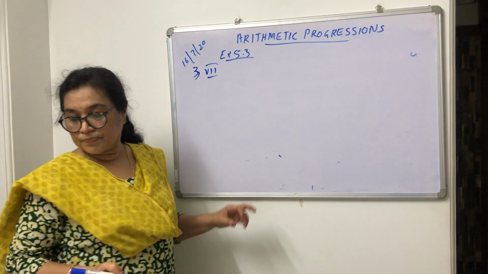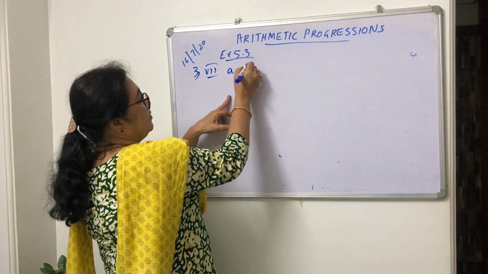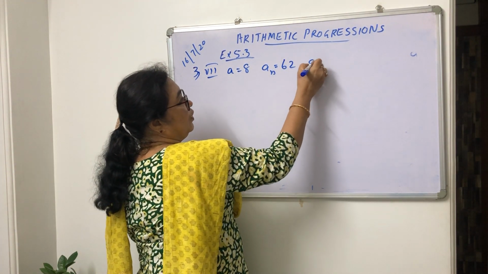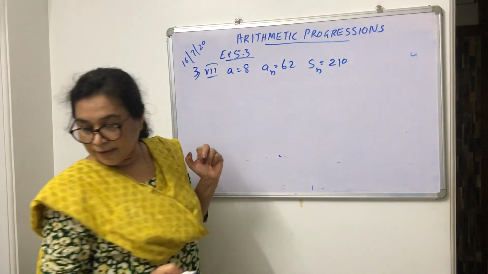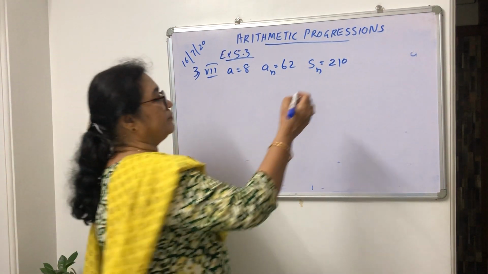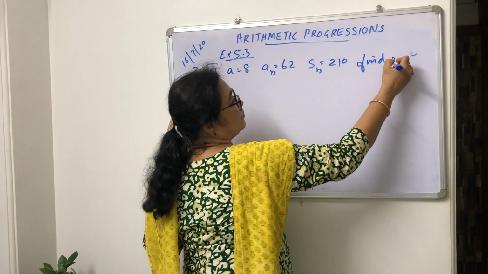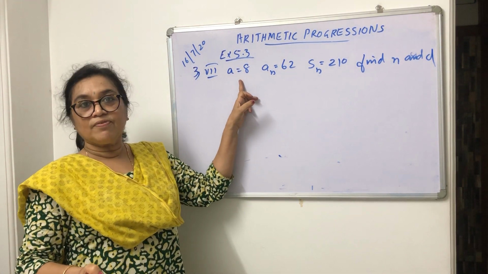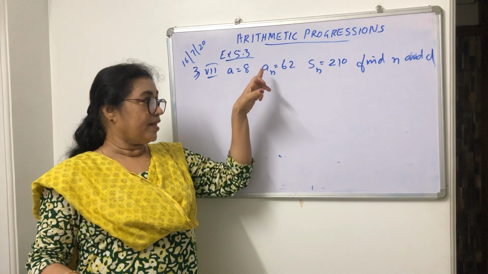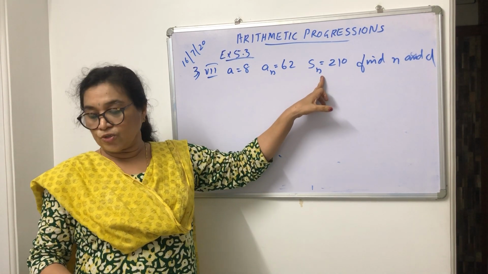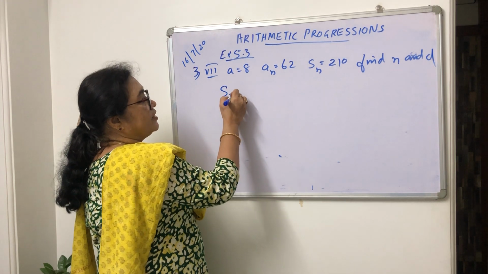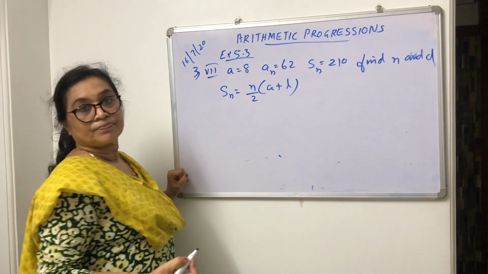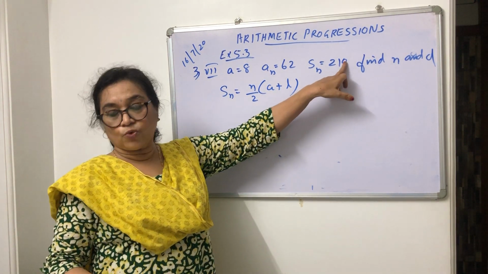Seventh part. A is equal to 8, AN equal to 62, SN equal to 210, find N and D. First term is given, AN and SN. AN is the last term, SN is also given. So then you can write down SN equal to N by 2 into A plus L. What is the value of SN? SN is 210.